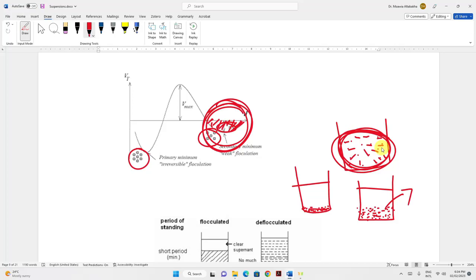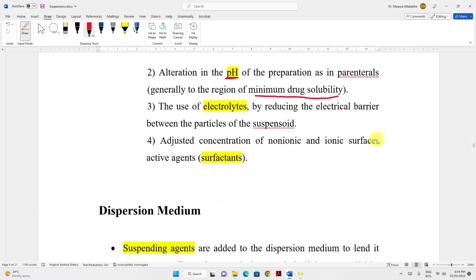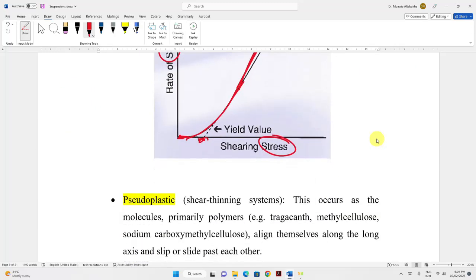The more the attraction, the larger the yield value. Okay, it's defined as the stress at which you can break the floccules and the shearing will start. Okay, because before that shearing is zero.